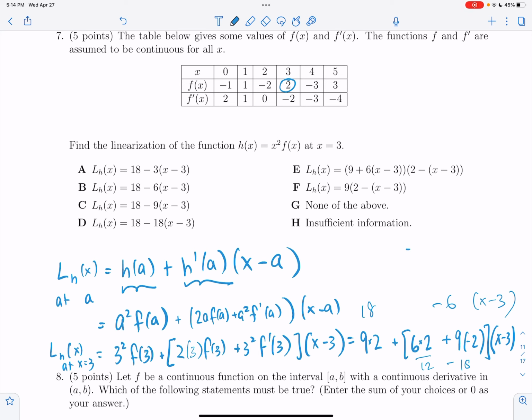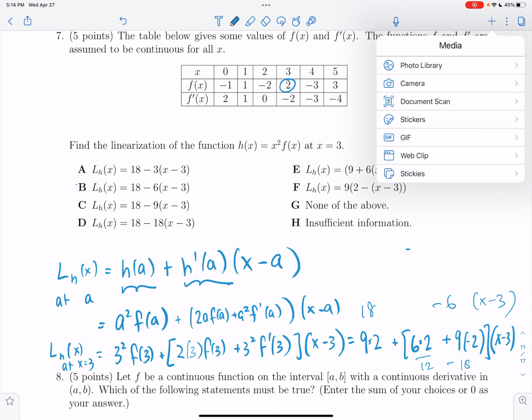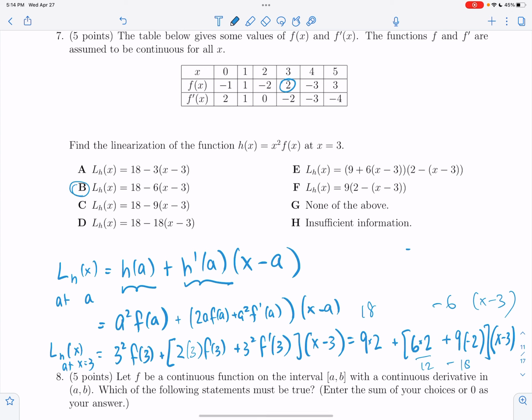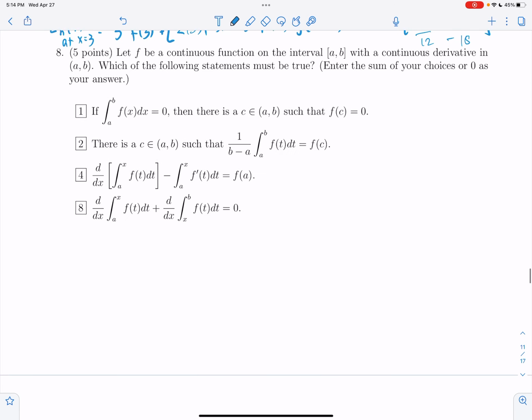I mean, we can see if anything matches that. And if we take a look, we do have 18 minus 6 times x minus 3. Indeed, you do have that. B is the linearization. Okay? All right. Let's move on to the next one.